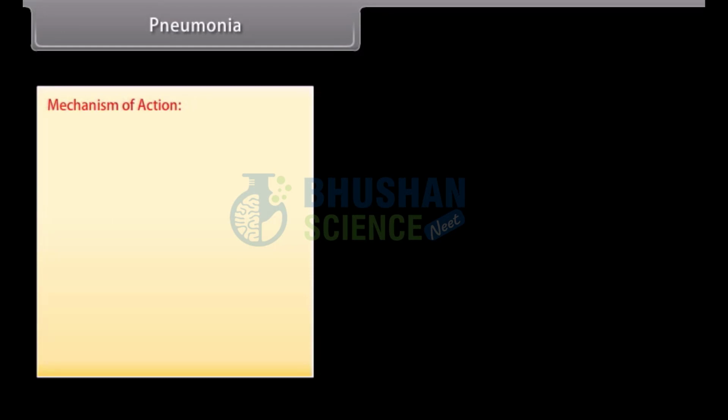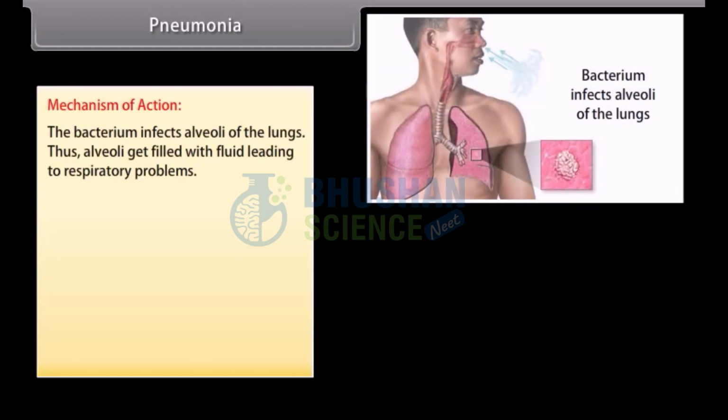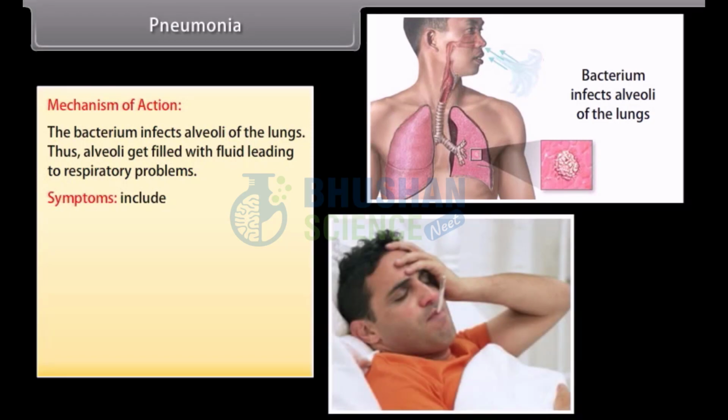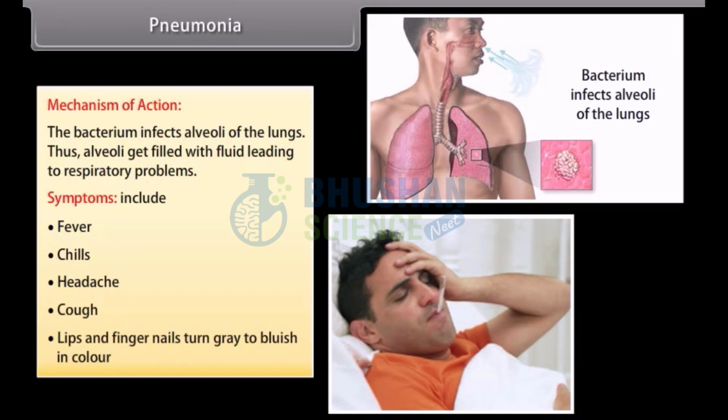Mechanism of action. The bacterium infects the alveoli of the lungs. Thus, the alveoli get filled with fluid, leading to respiratory problems. Symptoms include fever, chills, headache, cough. Lips and fingernails turn grey to bluish in color.